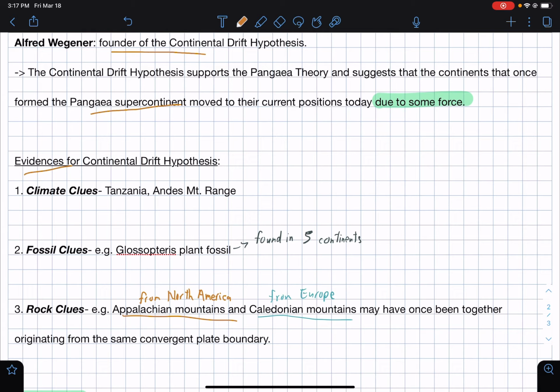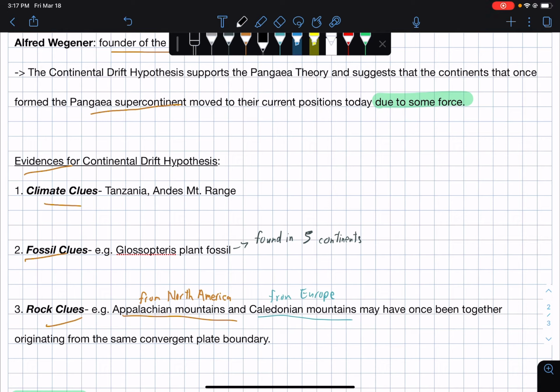Basically, there are three: climate clues, fossil clues, and rock clues. For climate clues, basically, the climate in specific landforms are suspiciously familiar. They're believed to be suspiciously familiar, and so climate became a clue that may have supported the continental drift hypothesis. For the second clue, the fossil clues, there is a specific plant fossil.